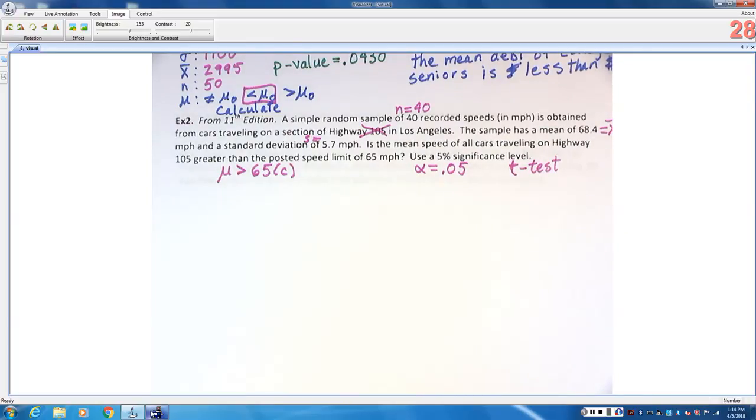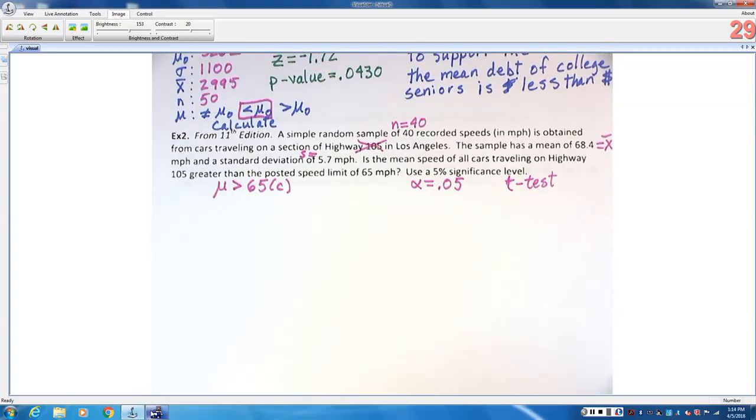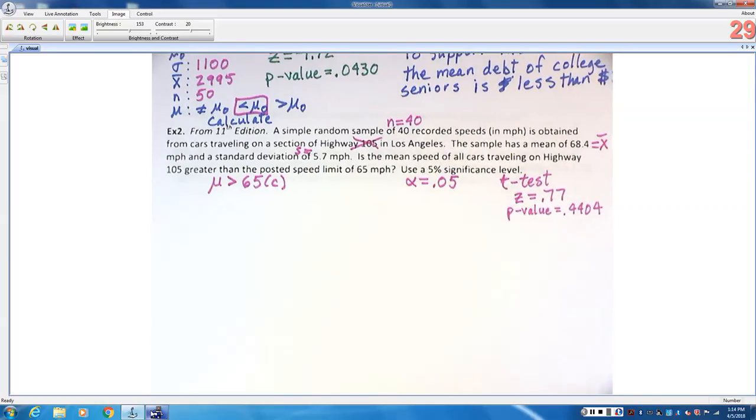I'm not gonna work that whole problem out. You can try it and compare it with the posted answers. It's a t-test, and if you want to compare it, you should get a z equals 0.77 and a p-value, I think, of 0.4404. And try it and see if you get that, and if you don't, you can let me know.